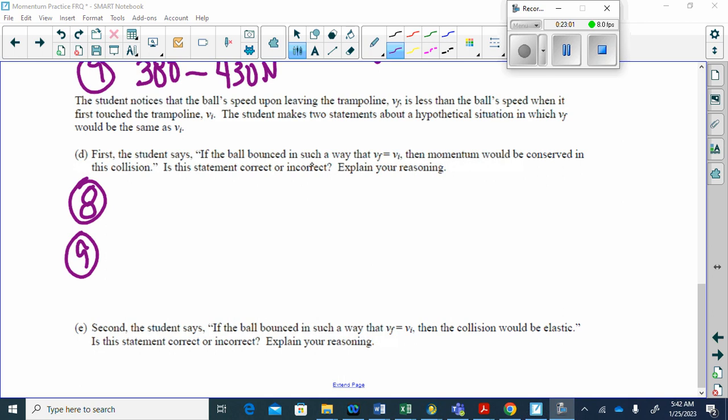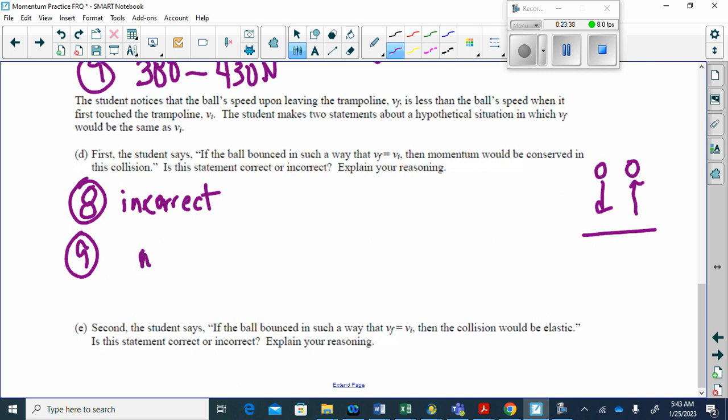Okay, so looking at that, if that would happen, the ball would fall, it would hit the trampoline, and then it would bounce up, same as before. If it had the same initial and final velocity, then momentum would be conserved. And so this is actually incorrect. Okay, why is it incorrect? Even though the speeds are the same, if we calculated momentum before and after, the velocity is not the same.